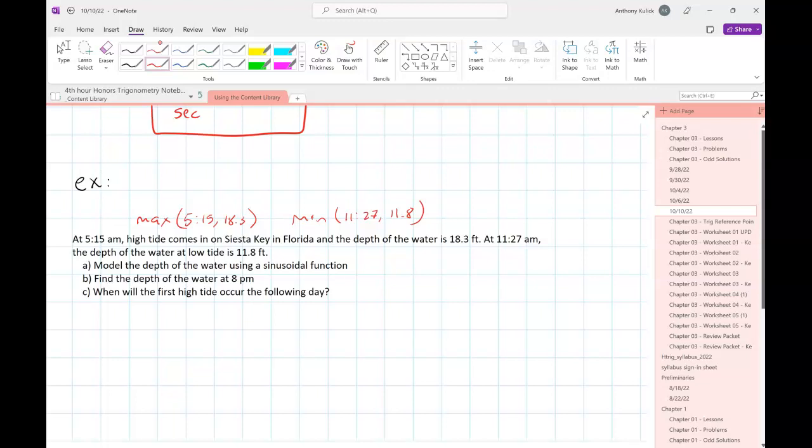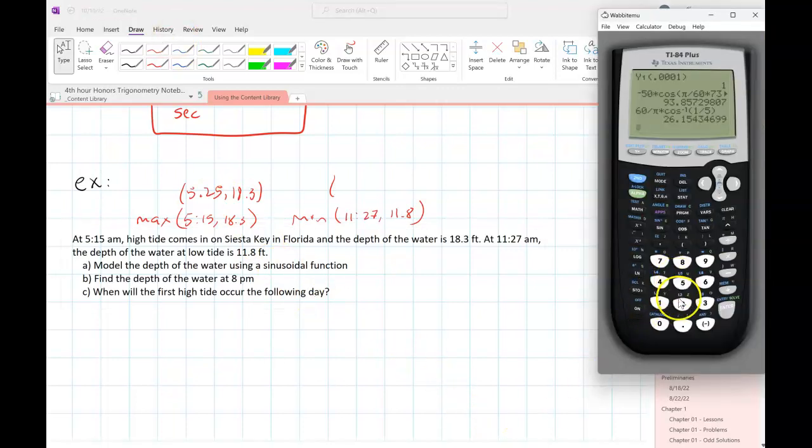So if I take 5 hours and 15 minutes, how many hours is that? 5.25. Everybody agree with that? 15 minutes is a quarter of an hour. How about 27?